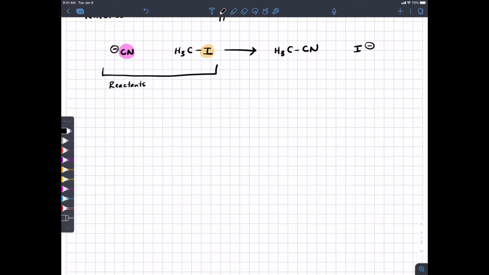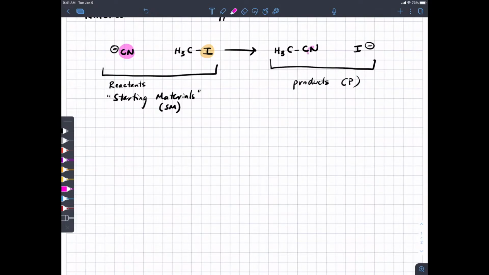That's fine, but I tend to use the term starting materials. So if I say starting materials, that's what I'm referring to. I will often, in a hurry, abbreviate that as SM. These are products, which I might abbreviate as P. You can tell this is a substitution reaction because carbon used to be bonded to iodide, and now it's bonded to cyanide.